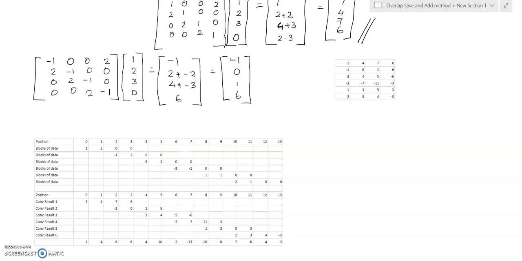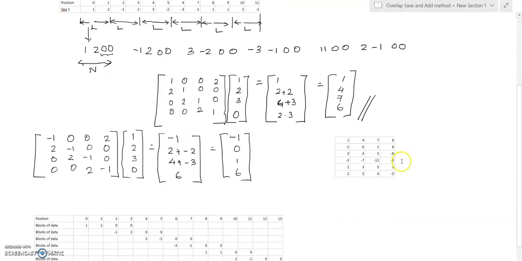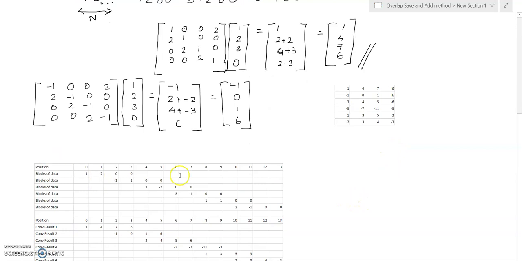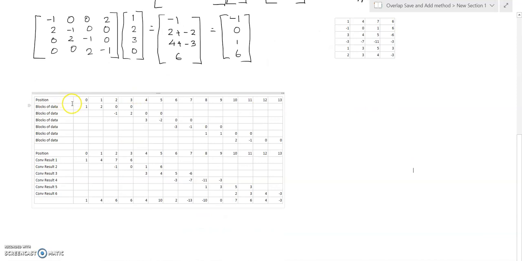Now what we need to do is perform the individual convolutions as we had done the first and the second over here, and then you will get the results like 1, 4, 7, 6; -1, 0, 1, 6; 3, 4, 5, -6; -3, -7, -11, -3; 1, 3, 5, 3; and 2, 3, 4, -3. This will be the result of the circular convolutions when you perform the individual circular convolution with the sequence 1, 2, 3, 0. So you have 6 sequences over here, so you have 6 results too. Now this particular block that I'm going to explain should give you an idea about what is happening in this scenario.